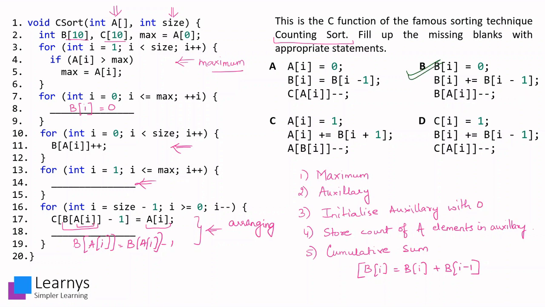Here, it might seem very easy to mark the option number B as soon as you find out that you have to write B of i is equal to 0 in line number 8, because out of the 4 options, only option number B is giving you this statement. But remember that it might not happen in your exams.